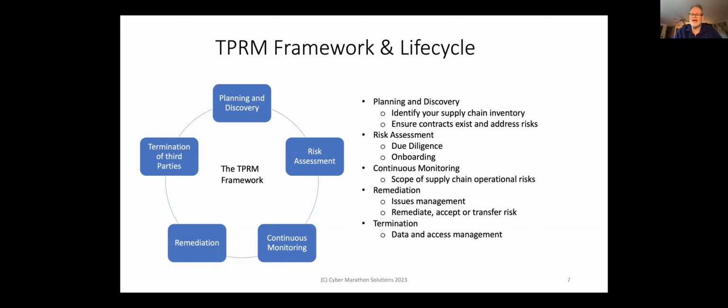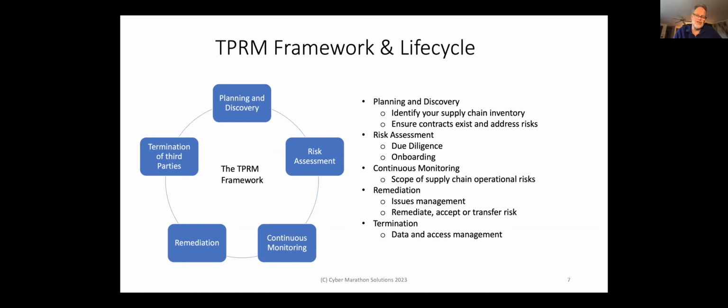Next, we move on to risk assessment, where we look at how we do due diligence, focusing on onboarding. One of the biggest problems that we find in third-party risk is that the process for onboarding new third parties is too cumbersome and drags out too long. When you talk to your business partners, they're ready to move on a market opportunity or to ensure that they can continue to deliver their services very rapidly. And we have to be very efficient in how that risk assessment process is accomplished.